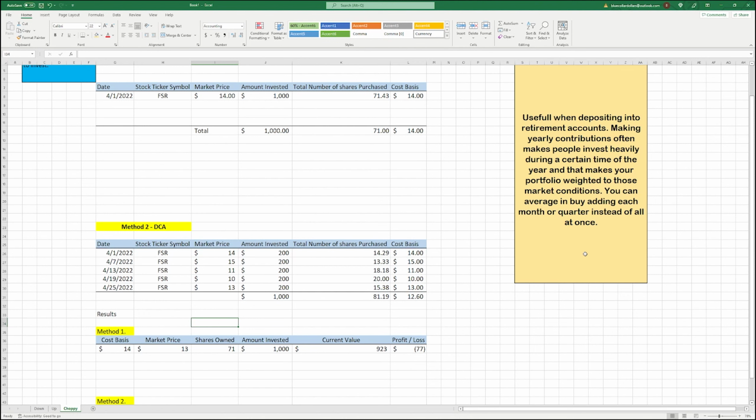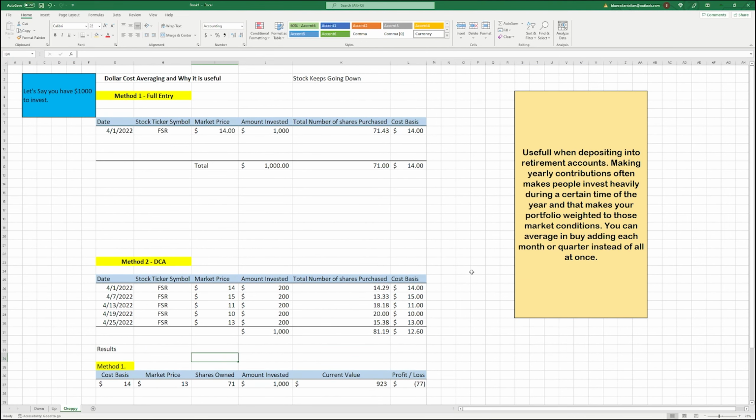Okay, this isn't financial advice. This is purely educational math, but this is why your textbooks teach this. Let's say in this scenario, you put in $14 up here, and you ended up with the same 71 shares.